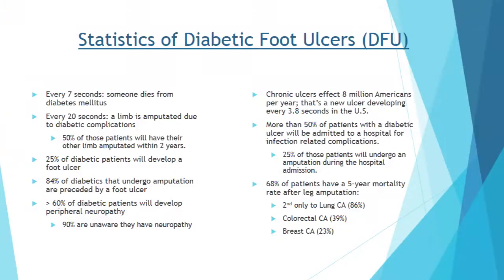Chronic ulcers affect 8 million Americans per year. That's a new ulcer developing every 3.8 seconds. Someone else just got a wound. More than 50% of patients with diabetic foot ulcer will be admitted to a hospital at some point for infection related to that complication of the wound. 25% of those patients that get admitted to the hospital for that infection will undergo an amputation during that admission.